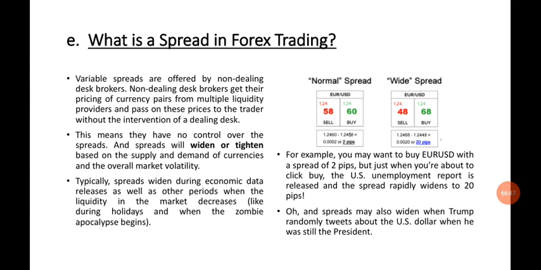For example, you may want to buy Euro USD with a spread of 2 pips, but just when you're about to click buy, the US unemployment report is released and the spread rapidly widens to 20 pips. Oh, and spreads may also widen when Donald Trump tweets about the US dollar, back when he was still the president.